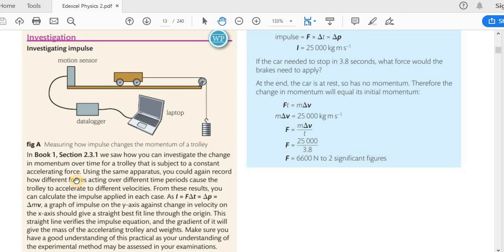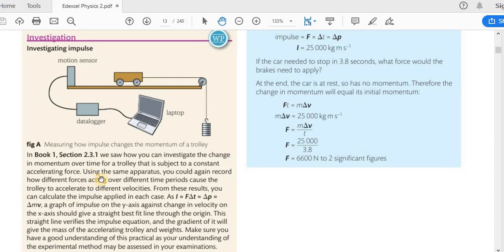We saw that if you increase the mass, then the acceleration can decrease, provided the resultant force is the same. F equals ma, so if you increase the mass, the acceleration will decrease. Or if you keep the mass constant and increase the resultant force, the acceleration will increase. Okay, so this is referring to that experiment.